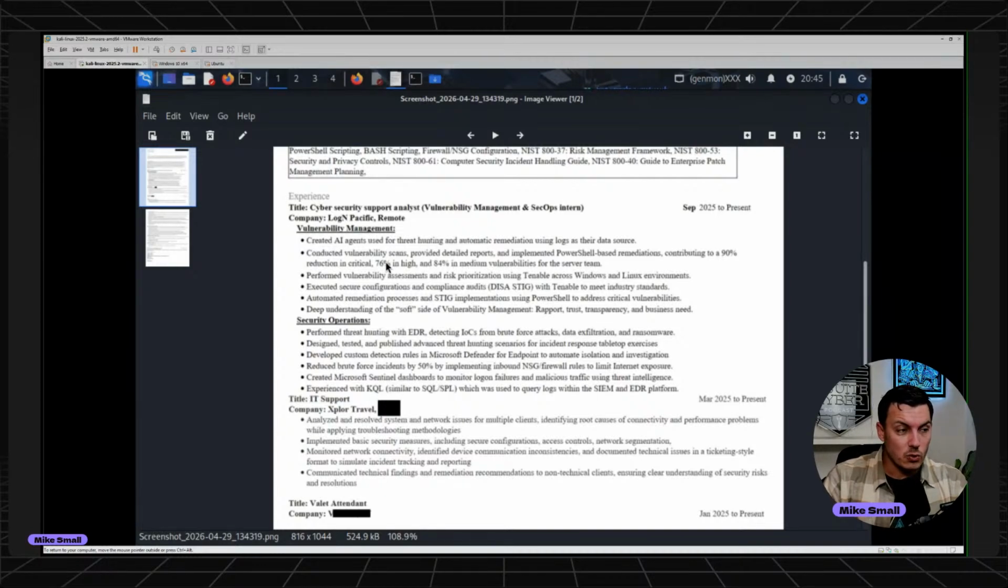Custom detection rules, that's something you can put in your profile as well. Microsoft Defender for Endpoint, so you name the tool, great. Reduce brute force incidents by 50% by implementing inbound NSG firewall rules. I don't really like this bullet because it doesn't really make sense, since this is a lab environment. You didn't really reduce brute force incidents per se. But you could talk about the type of rule that you did.